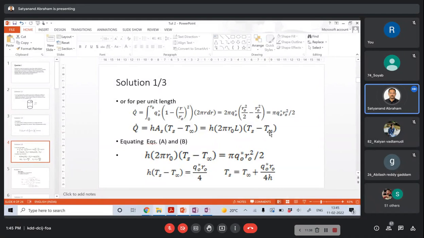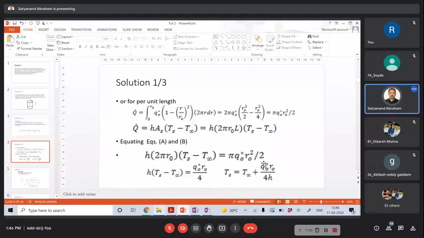and A surface is equal to 2 pi R0 into L. And Ts is what we need. We know what h is, we know R0, L we are taking as one unit, and T infinity we also know. So therefore, you can write Ts in terms of this.